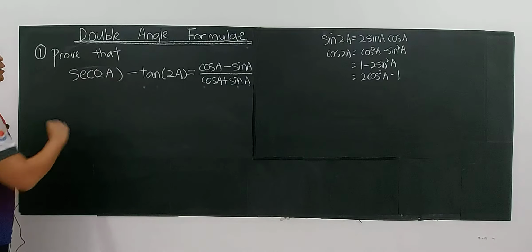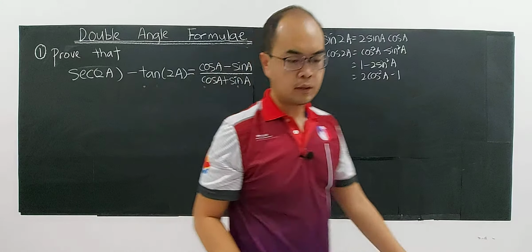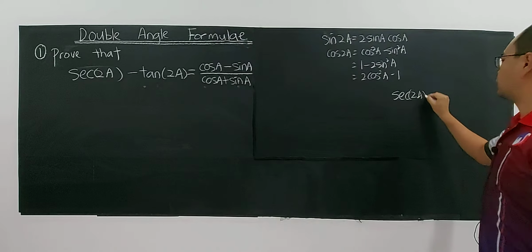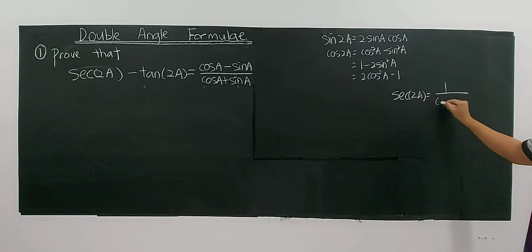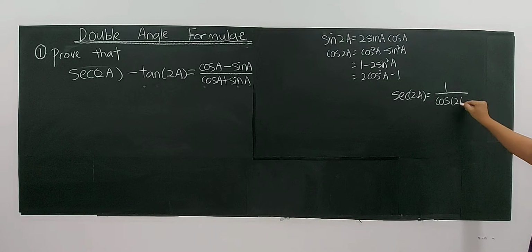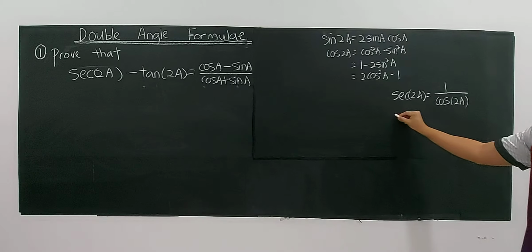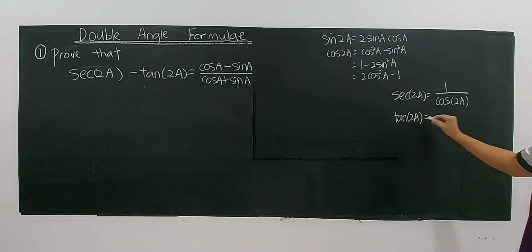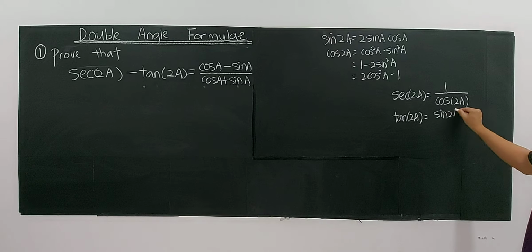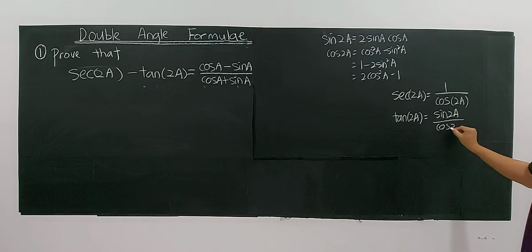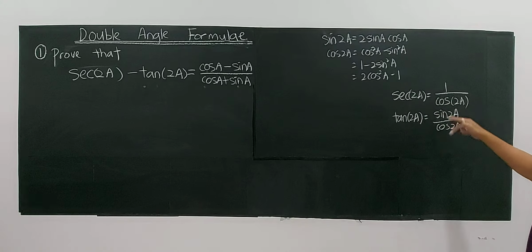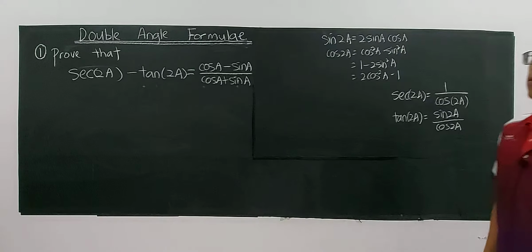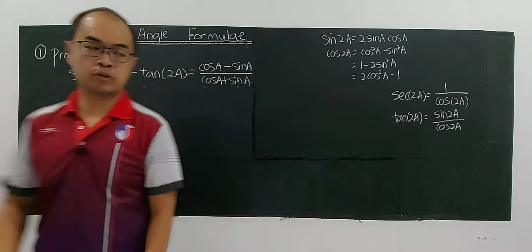So secant 2A, you know that secant, right? Secant 2A you can rewrite as 1 over cos 2A, right? 1 over cos. And you know that tangent 2A, I want to change everything to become sine and cos. It's sine 2A over cos 2A. Tangent is sine over cos, theta, 2A, right?